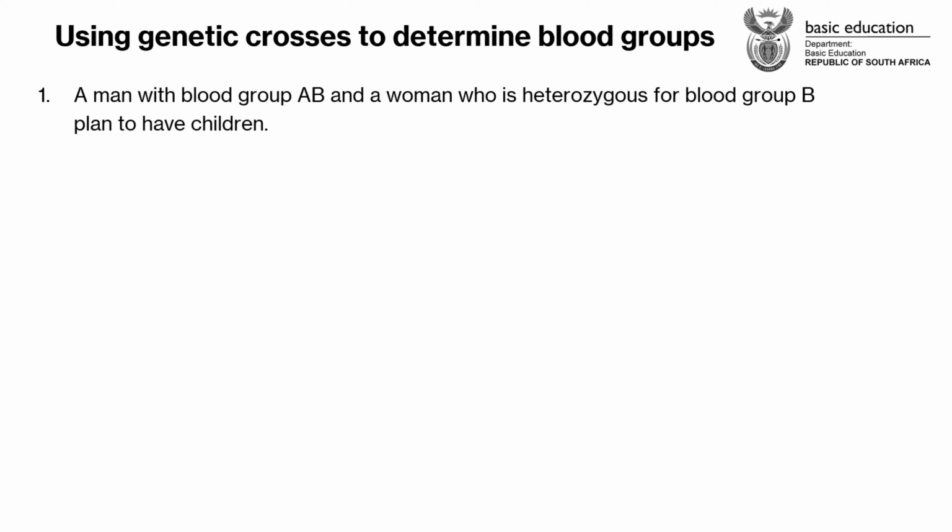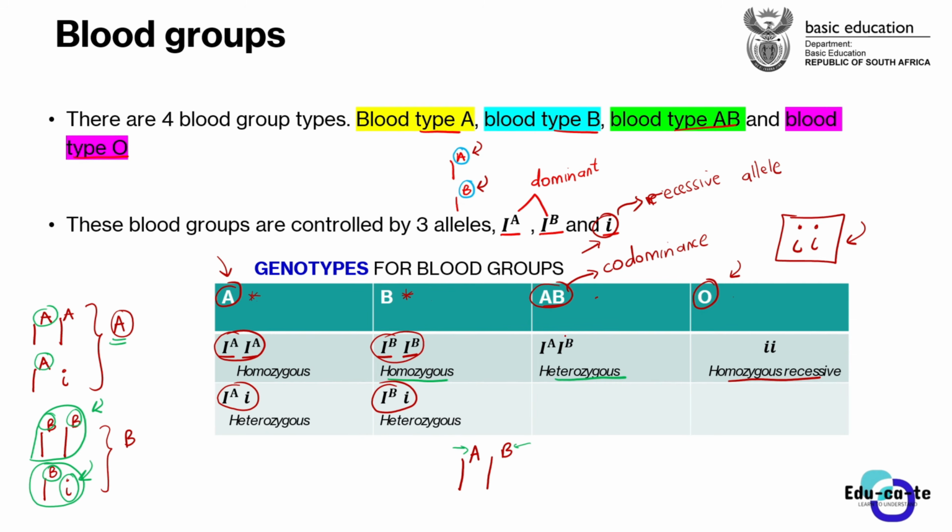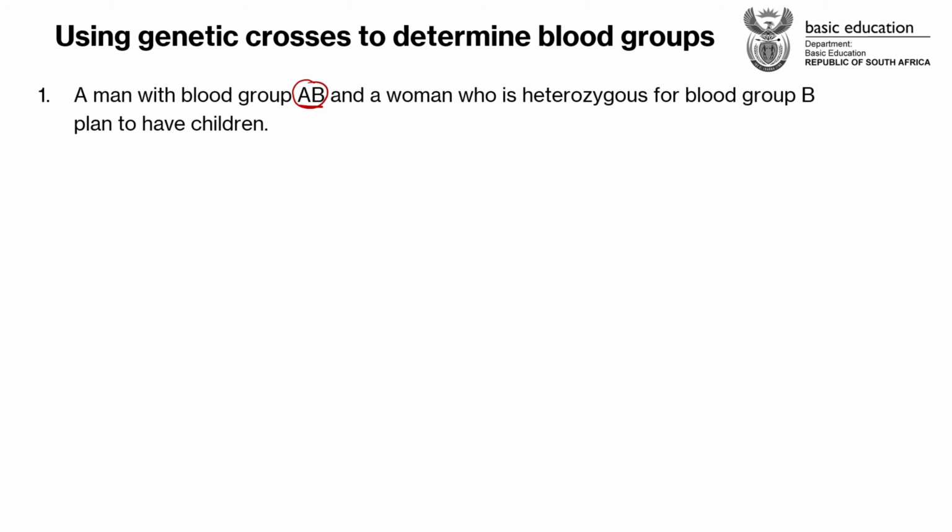The question says, a man with a blood group AB and a woman who is heterozygous for blood group B. Look at this. We have a man that has got a blood group AB. Remember, we can predict the genotype for this man, since AB has got only 1 genotype possible. So it must have what? It must have I with an A on top, and I with a B on top. That will be the genotype for the blood group AB.